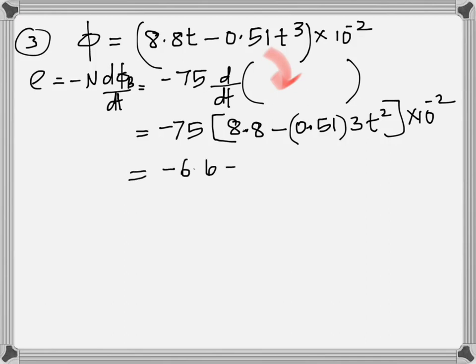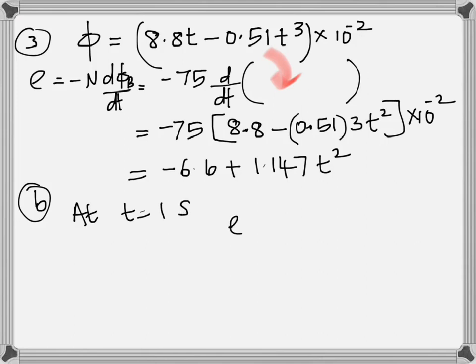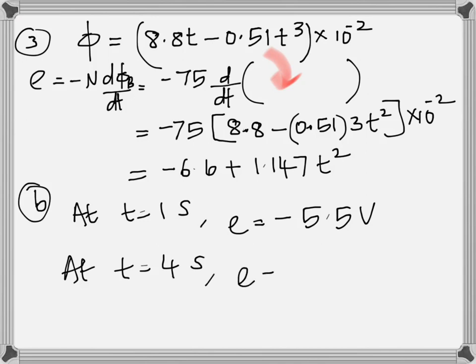And then you have to multiply each one with 75, don't forget that, and also with this. So it's actually 0.75. If you just multiply each number with 0.75, you get 0.75 times that, 0.75 that. Fine? So you get negative 6.6 plus 1.147 T squared. And then at T equal to 1, just substitute T as 1 here, you get the answer. If you put T as 4, you get another answer. Problem done.